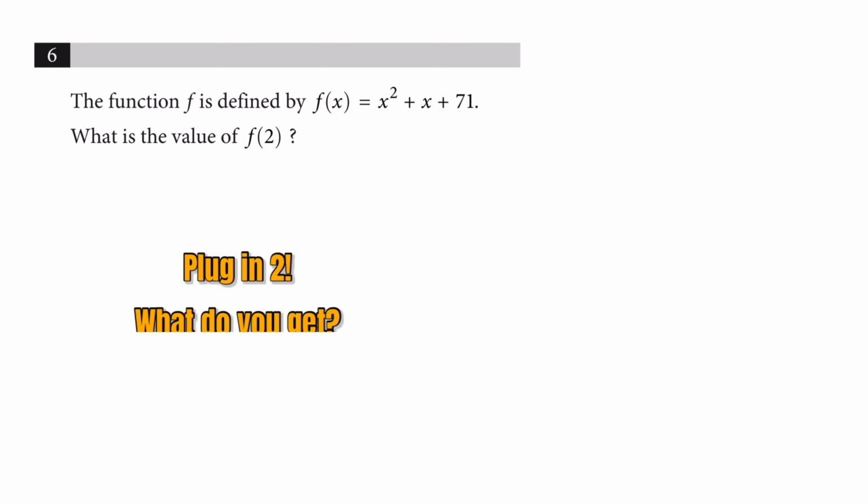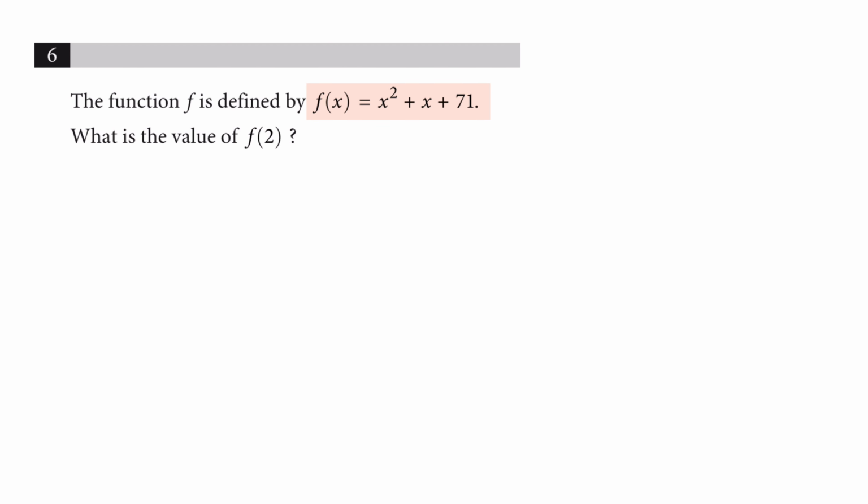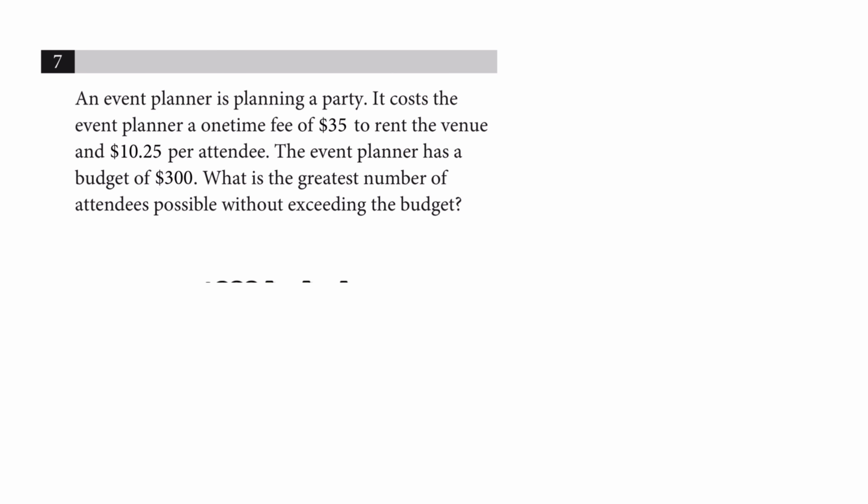Now, let's find the value of a function. Another quick plug-in question. Given f of x equals x squared plus x plus 71, we want f of 2. f of 2 equals 2 squared plus 2 plus 71 equals 77. Great, got 77. Now let's jump into a real-world budgeting problem.